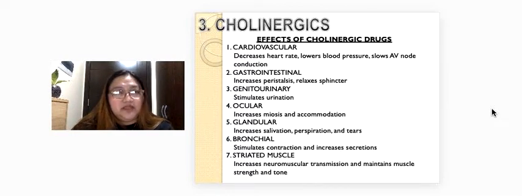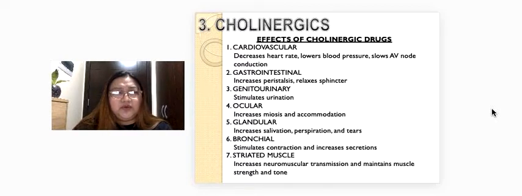Third, it stimulates urination. So, pwede ang mga gamot na ito sa mga patient na may urinary retention. Fourth, it increases meiosis. Meiosis is pupil constriction and accommodation. So, kanino pwedeng ibigay ang mga gamot na ito? For people with glaucoma. Fifth, it increases saliva, perspiration, and tears. So, side effect yan. Six, it constricts the bronchioles, increases secretion. So, again, be cautious if a patient has asthma. And seventh, it increases neuromuscular transmission and maintains muscle strength and tone.